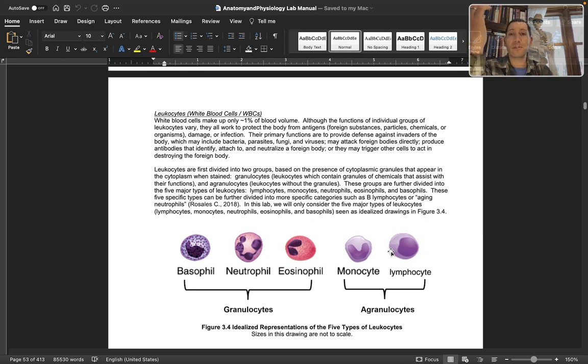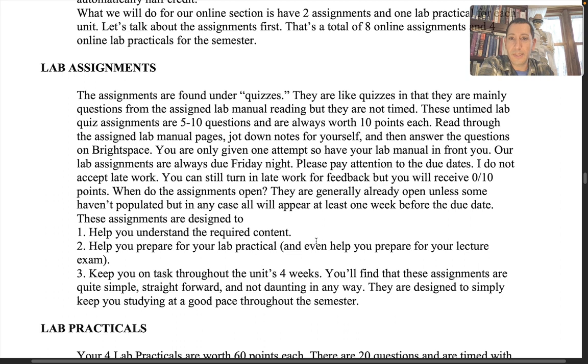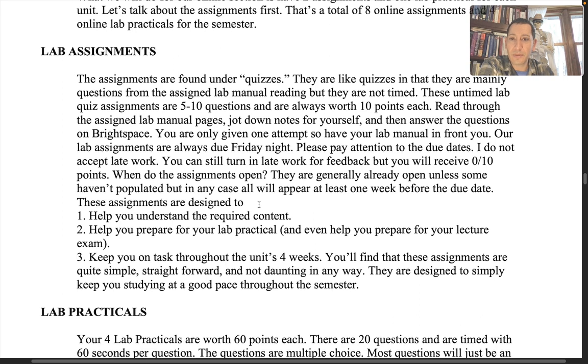And those questions, they're not just random questions. They're designed to help you understand stuff, to help you prepare for your lab practical, and also to help you prepare for your lecture exam. So pay attention and take notes. Okay. All clear on that? I think I've said everything that I wanted to say about that.